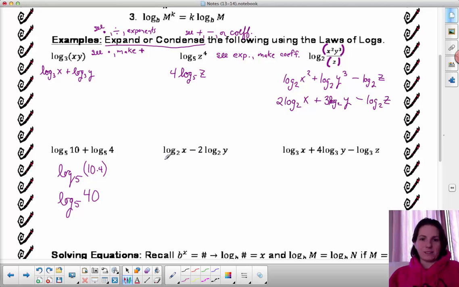So now let's go to the second example. You see a subtraction, so we know that we're going to have a division. You should see a coefficient, so we know we're going to have an exponent. And then we also have the numerator that has an x. So instead of having multiple logs, we'll have a single one. We're condensing, right? We saw subtraction, so we know to condense.